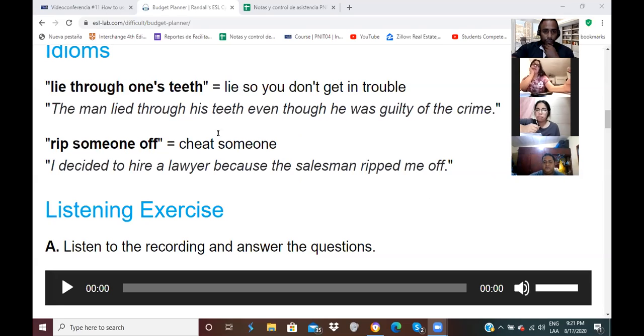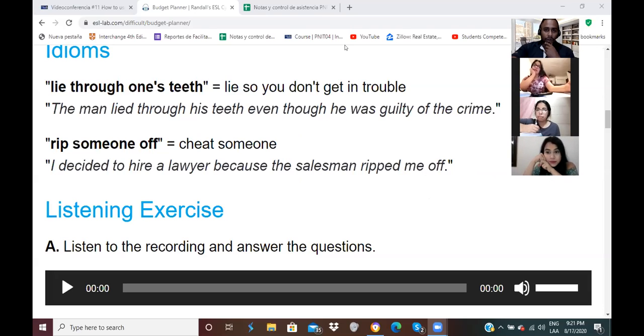Rip someone off. Cheat someone. I decided to hire a lawyer because the salesman ripped me off.